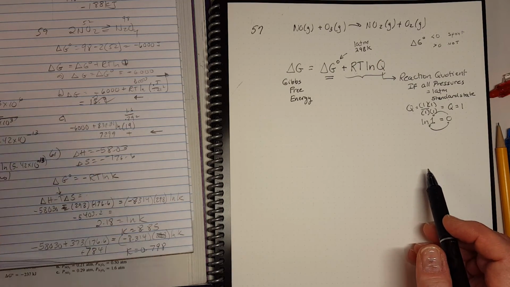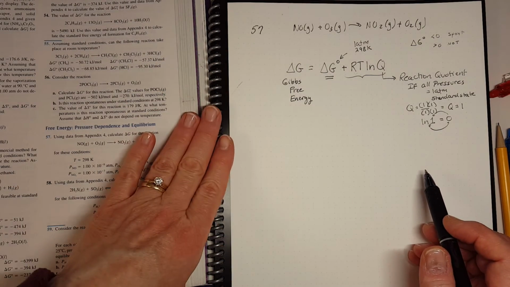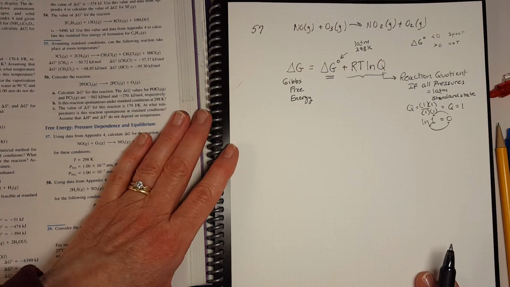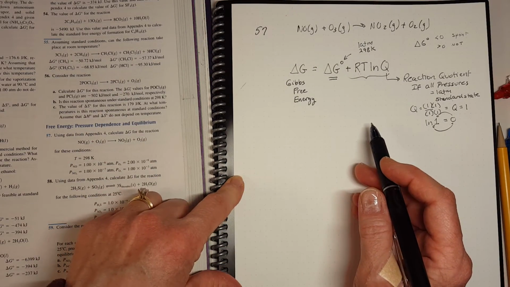Okay, but let's just walk through number 55. I'm only going to do 57, rather. I'll do 57 on this video, and then I'll do the rest of them on the next video, because I wanted to give you a little bit of intro on that Gibbs free energy.